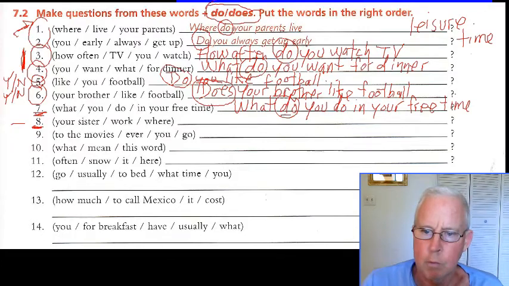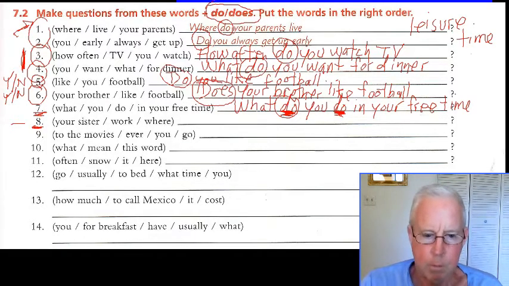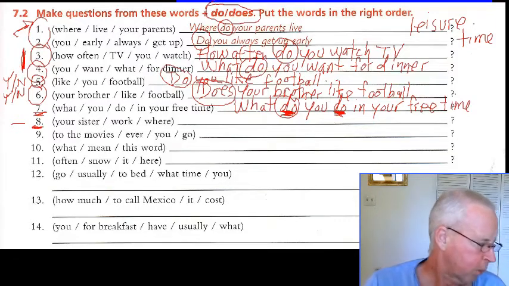So here's this do. This one is the helper, do. This is the base verb, do. And this doesn't mean what's your job. That question is what do you do? Question mark. That means, excuse me, what's your job?